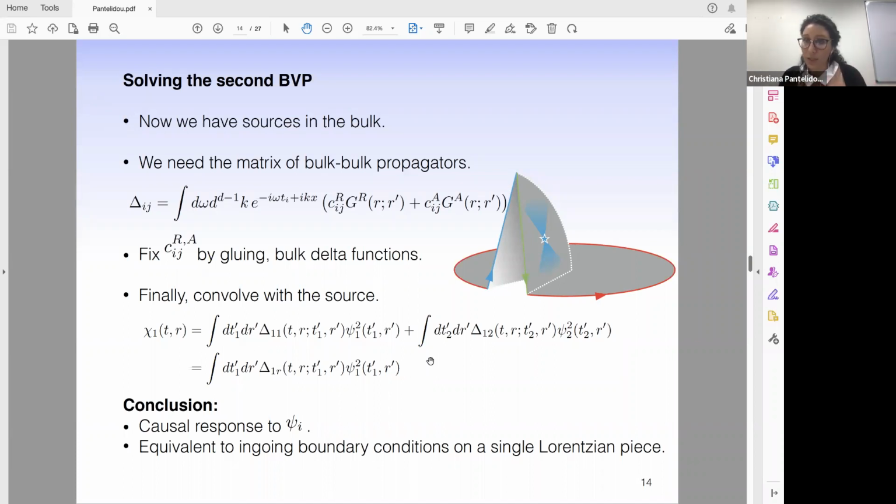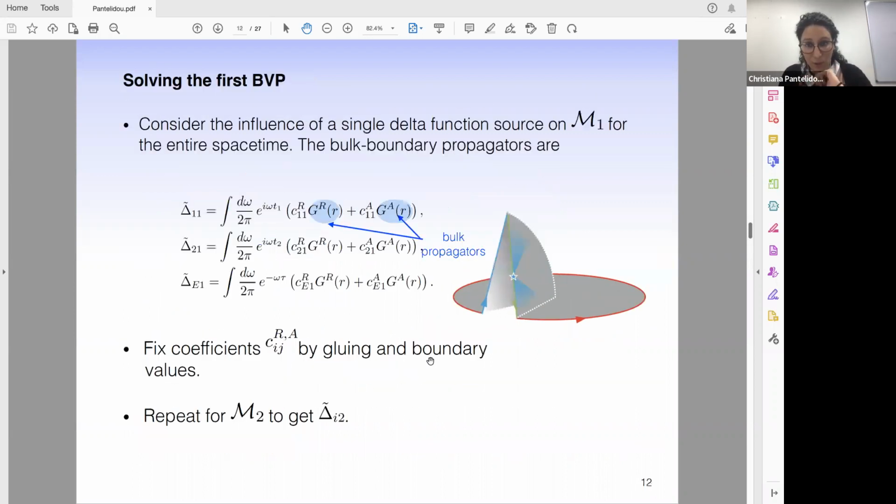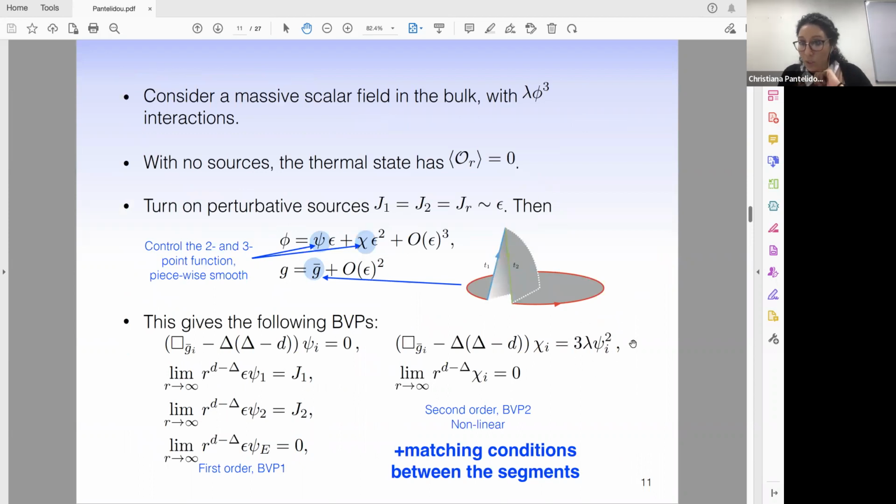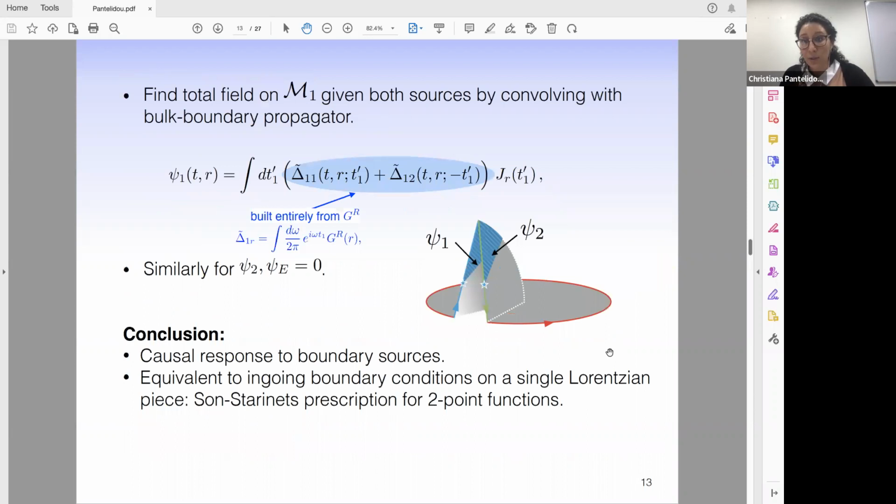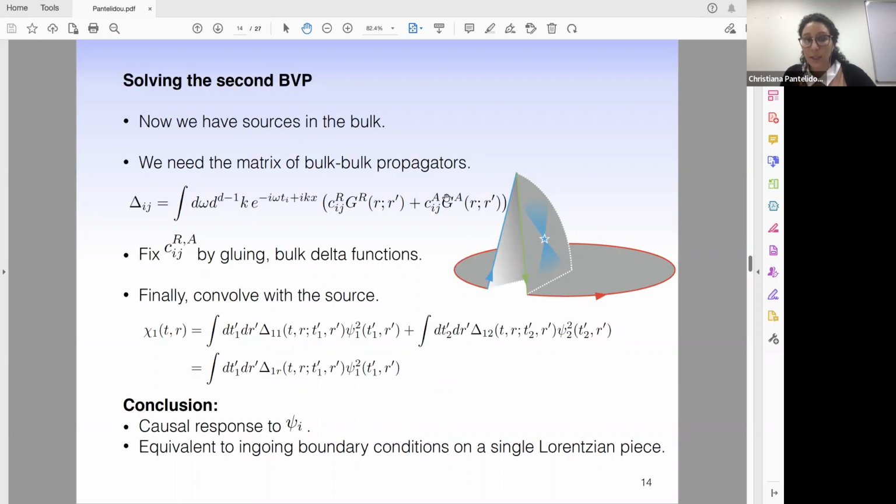Now the difference is that our sources, if you remember the equation that we need to solve, are because of the non-trivial scalar field psi that lives in the bulk. So in this case, our sources are not in the boundary, they're instead in the bulk. So we'll start by considering a delta function in the bulk of one of the segments. And then instead of considering bulk to boundary propagators, now we'll consider bulk to bulk propagators.